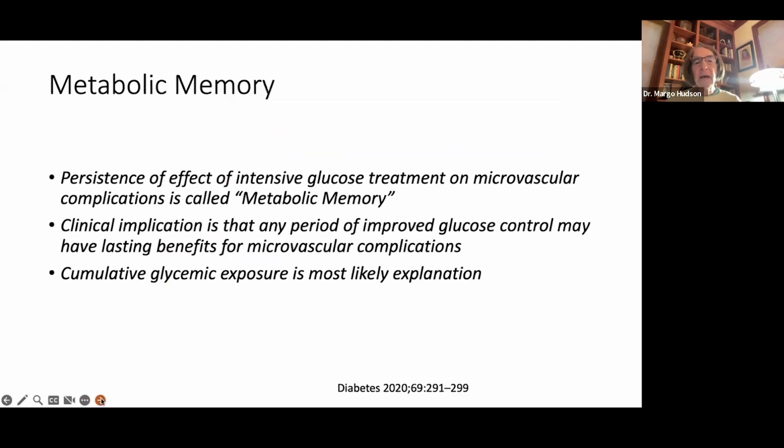So what these two studies showed, and I'll give you the data in a second, is that the effect of good control lasts beyond the time when the periods have good control. So what that means is if you take a patient early in the onset of their diabetes, when they do not have complications yet, and you really help them achieve very good control, the positive effect on the microvascular complications will persist, even if later their blood sugar levels, their A1Cs, go up. This has been termed metabolic memory. And the implication is that any period of improved glucose control may have lasting benefits for microvascular complications. And we think it's really the cumulative glycemic exposure that is the underlying etiology.